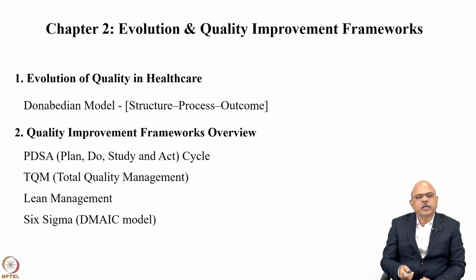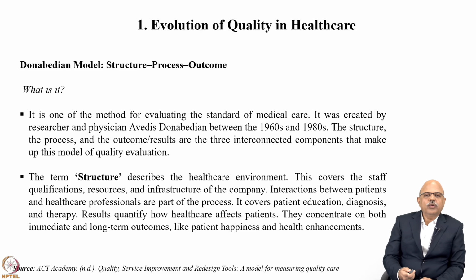The evolution of quality in healthcare, the Donabedian model of structure, process and outcome, the quality improvement framework overview of PDCA and PDSA, TQM, total quality management, lean management, and Six Sigma. The evolution of quality in healthcare is a need to understand, where it emphasizes more on the Donabedian model, the Donabedian model of structure, process, and outcome.